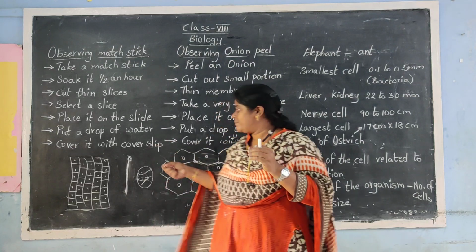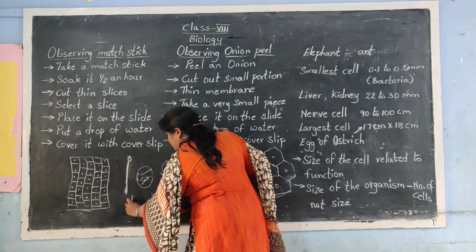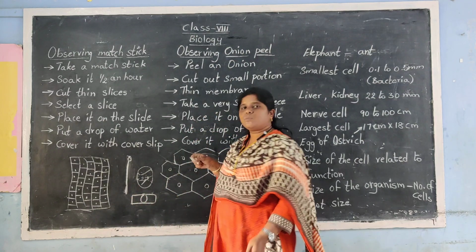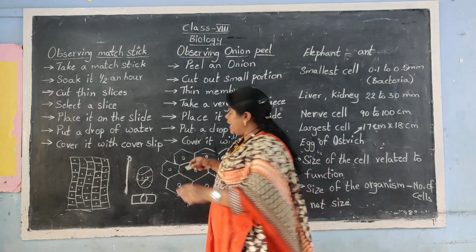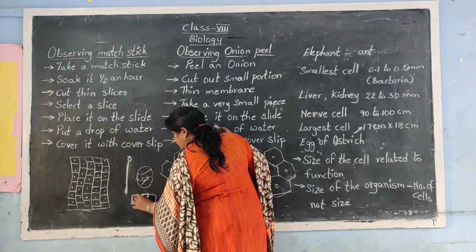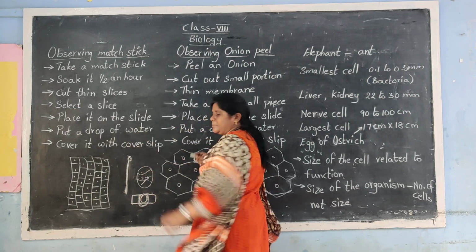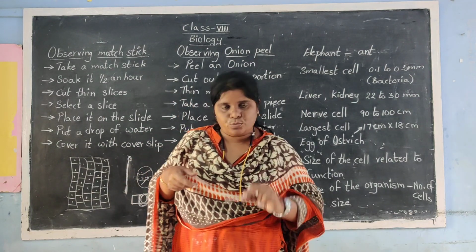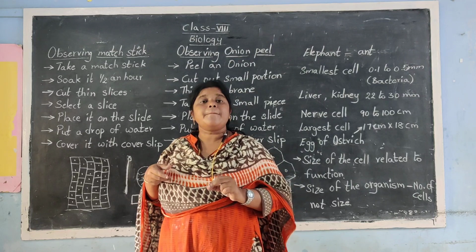So what will happen here is, when you place this experimental material, the thin slice, on the slide, put a drop of water, and now you're going to cover it with a cover slip. You're going to cover it with what? Cover slip. And now you can observe this under the microscope.